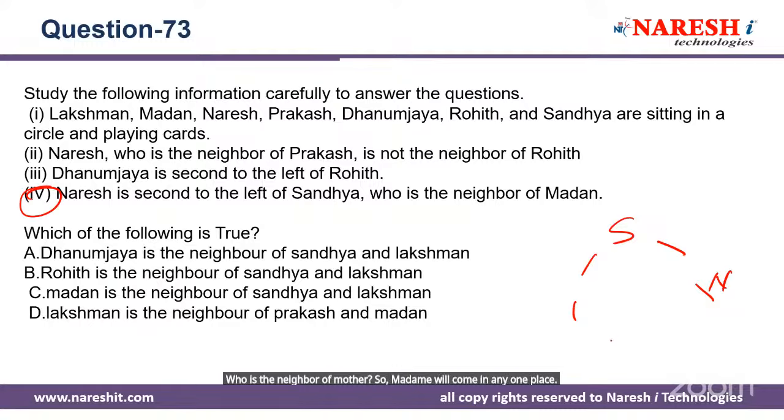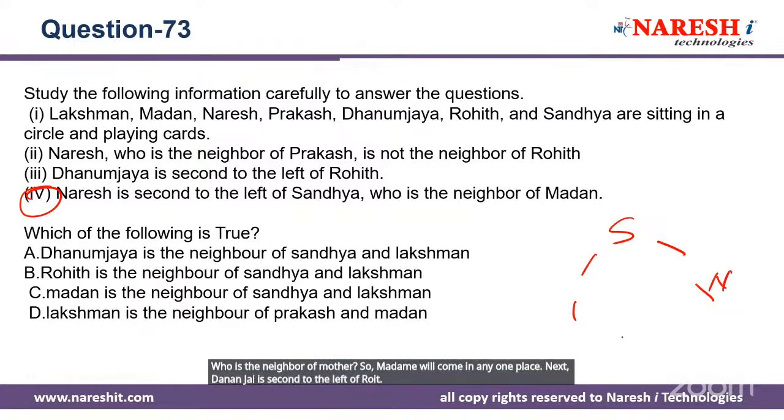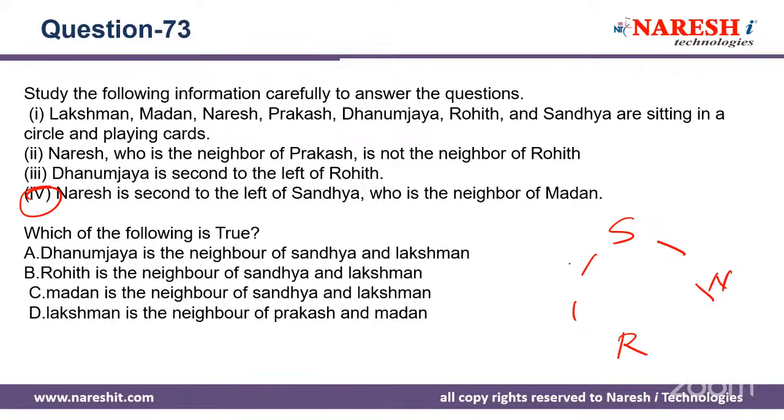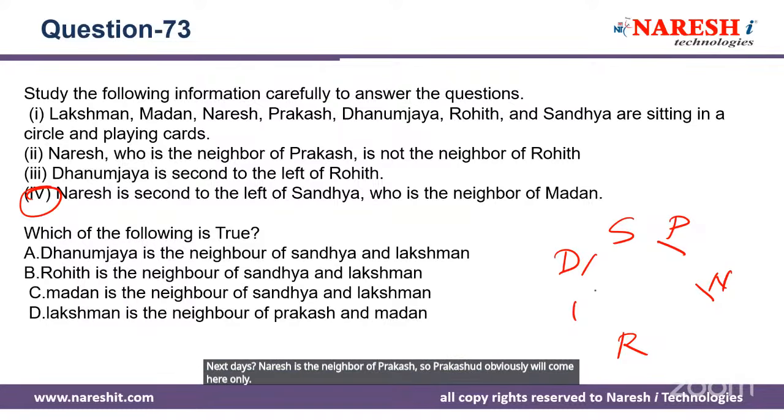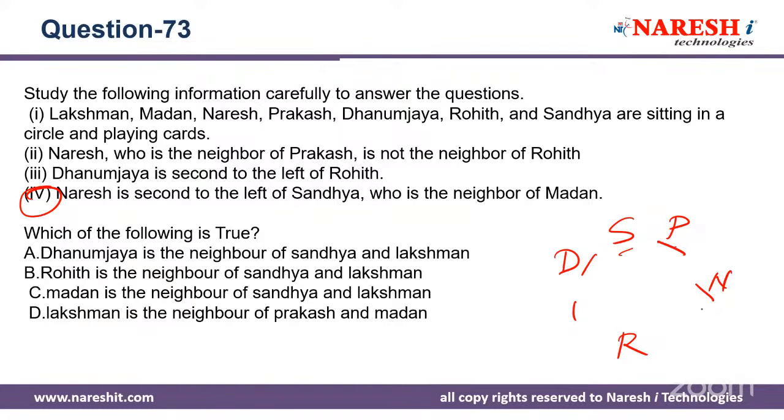Next, Dhananjay is second to the left of Rohit. If Rohit comes here, Dhananjay will come here. That is second left of Rohit. Next is Naresh, who is the neighbor of Prakash. So Prakash will obviously come here only. So two more places are left now. We are left with Lakshman and Madan.